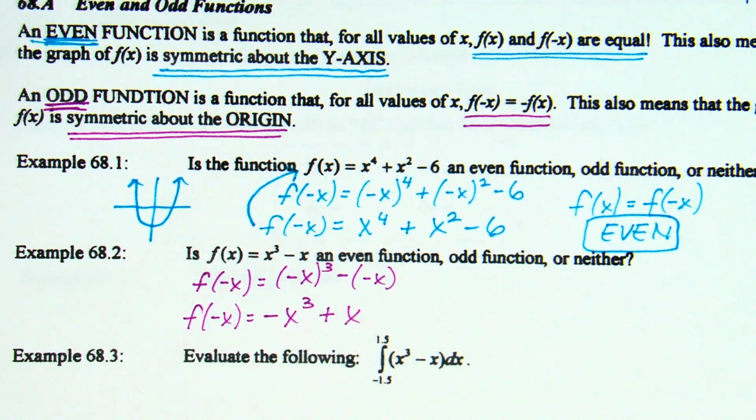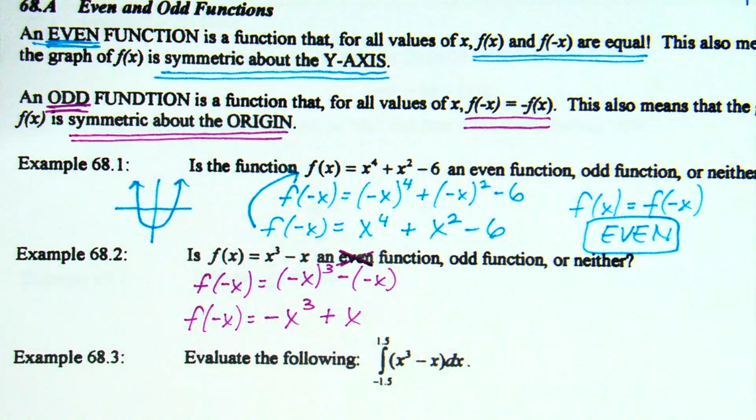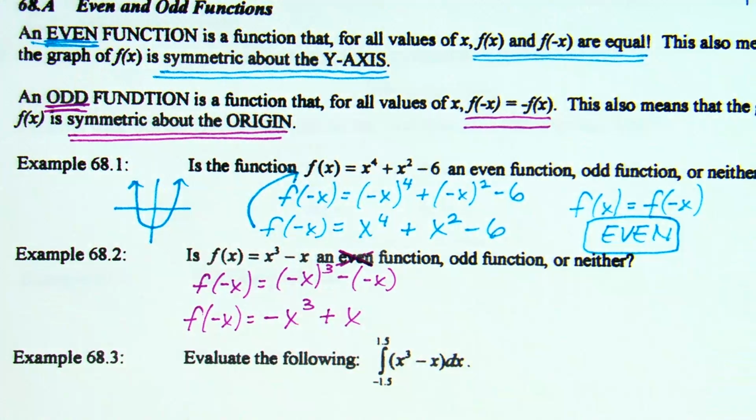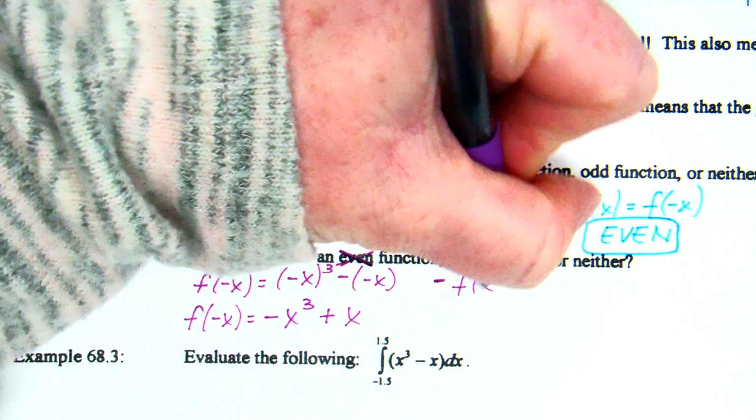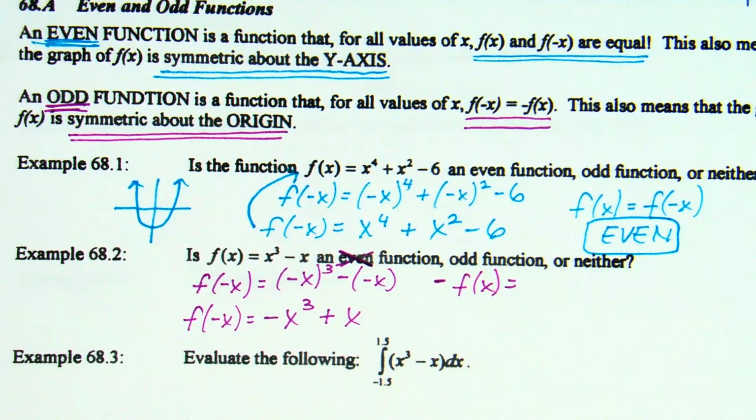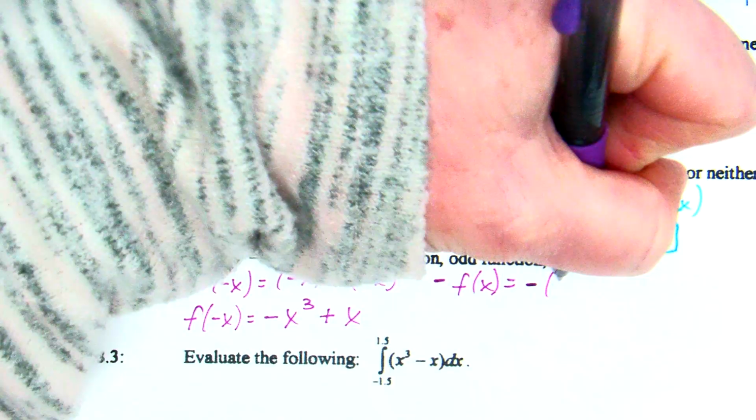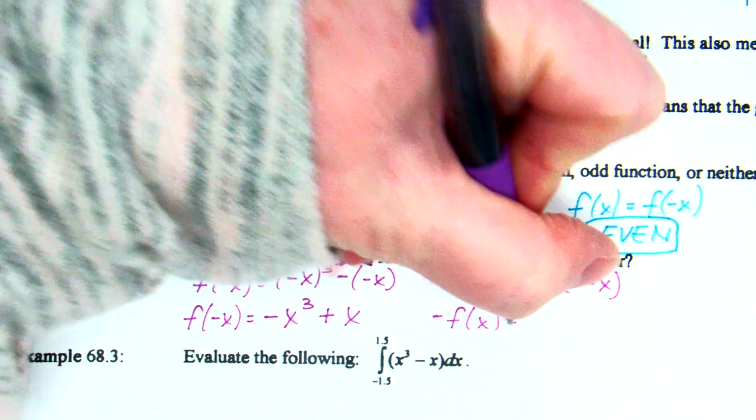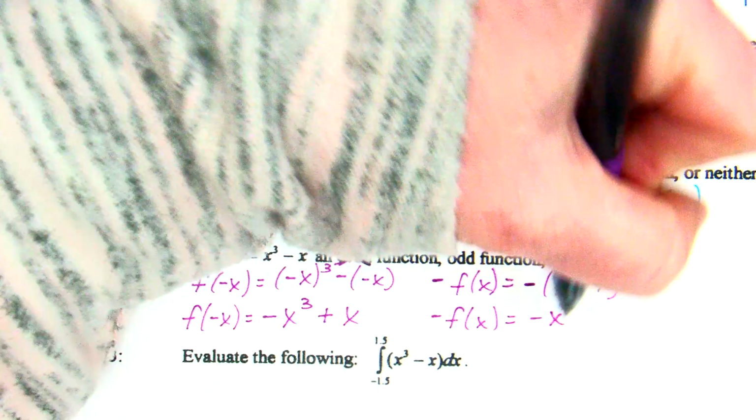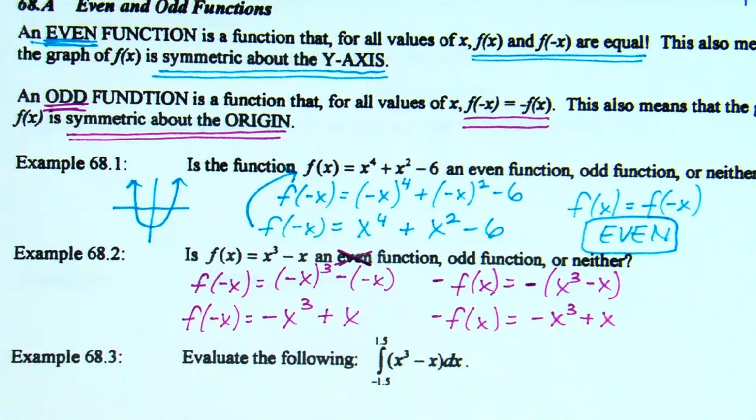What have I determined right now? Okay, I know that this is not even because f of x and f of negative x are not equal. Okay, now what do I try? We already know f of negative x, so we need to try negative f of x. Do you remember how negative f of x works? Yeah, multiply the entire function by a negative, or essentially a negative 1. So, when we do that, basically change all your signs, right? Negative x to the third plus x.